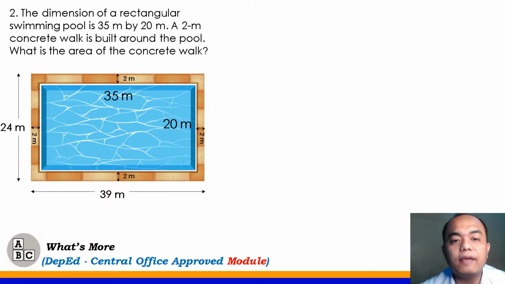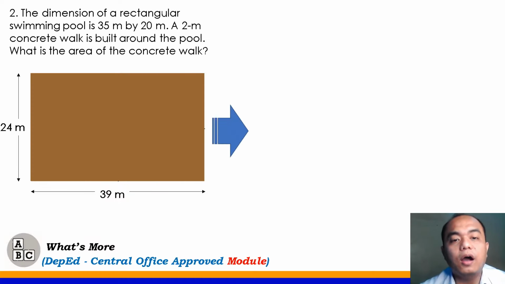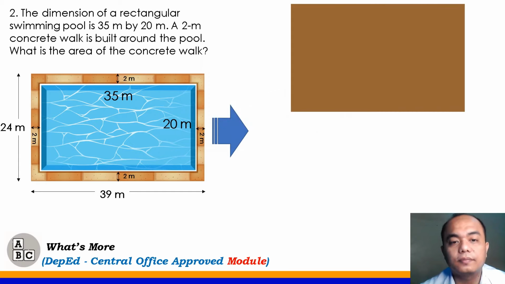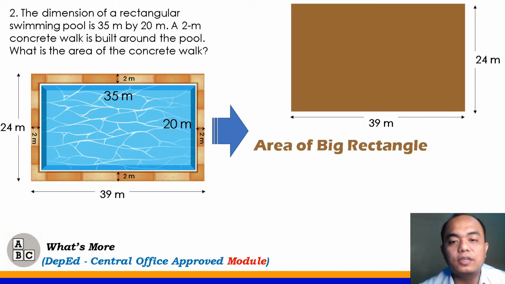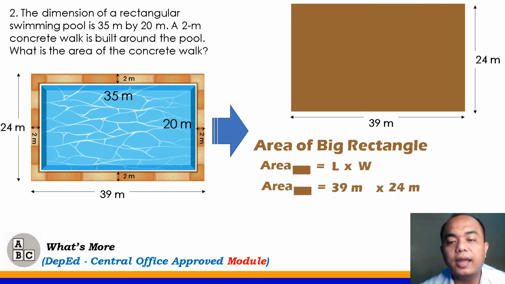So, again, let's have the area of the bigger rectangle, whose dimensions are 39 meters by 24 meters. So, it's very easy. The area of the big rectangle here will be length times width. So, substitute 39 ang length at saka yung 24 yung width natin. So, imamultiply mo yan will give you the product of 936 square meters. Ipalagay natin that is yung shaded part. Diba? So, let's solve naman yung unshaded.